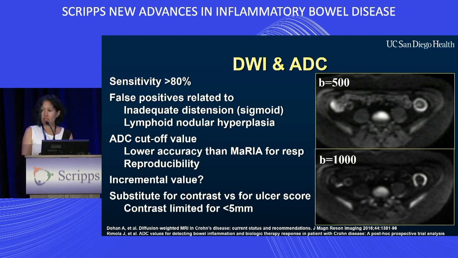There is some effort looking to see if we can have some sort of quantitative assessment of our diffusion in the manner of ADC, looking to see if we can set up ADC cutoff values between saying whether something's active disease or not. Honestly, ADC has troubles with reproducibility from one magnet to the next, so unless you're imaging the patient on the exact same magnet every single time, it may not be particularly helpful, and it also has shown a lower degree of accuracy just using the ADC number than MaRIA, for example, for responsiveness.